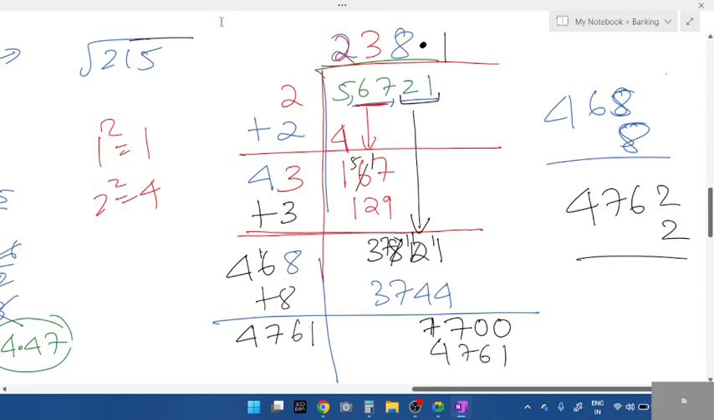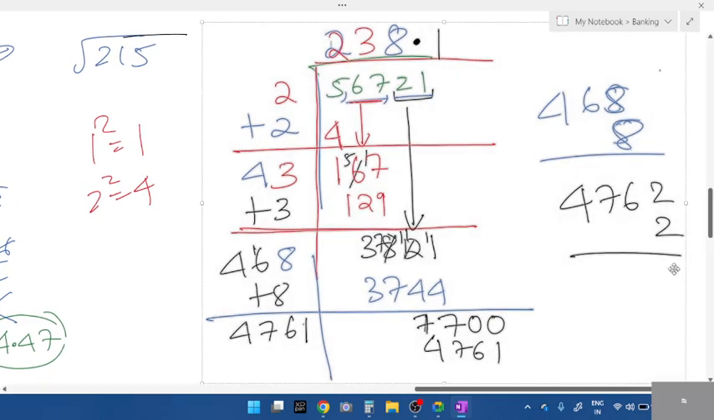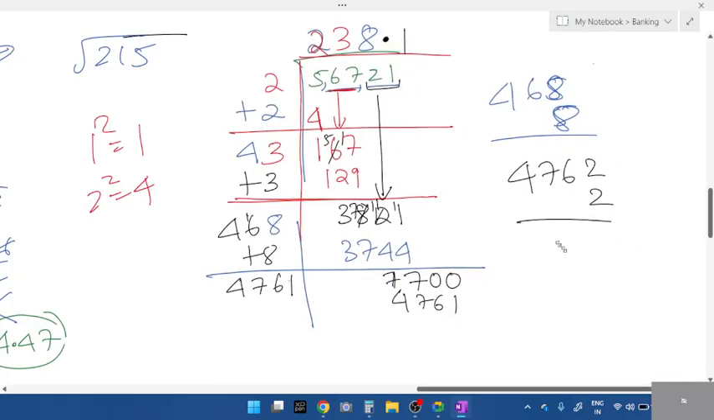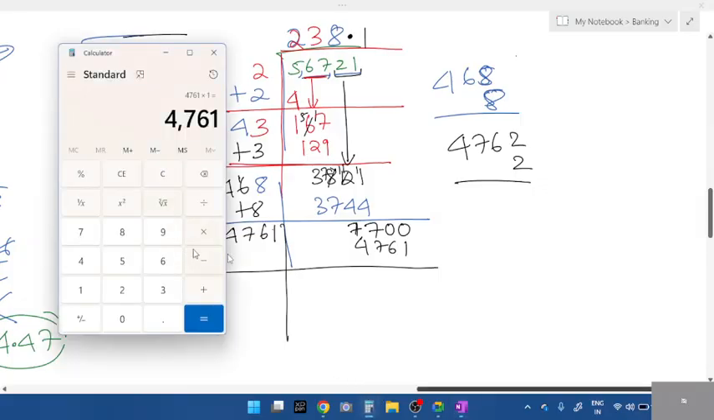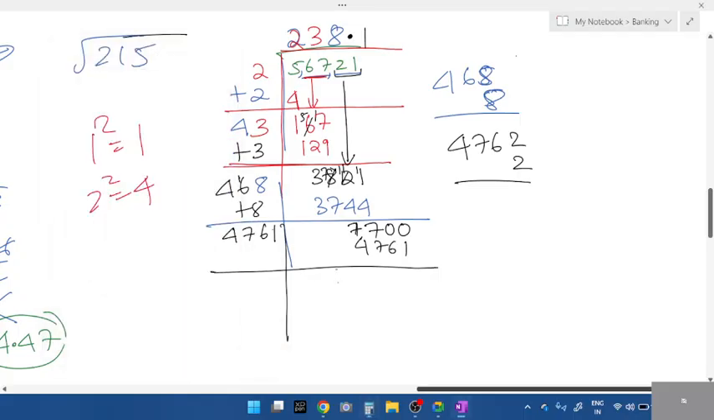4761. Is this concept clear? Understood? Each and every step, did you understand, students? It goes on. After that, look here. You find the difference. Minus 7700. 2939. Then, what was the new quotient we added? 1, right? Add plus 1. It becomes 4762.